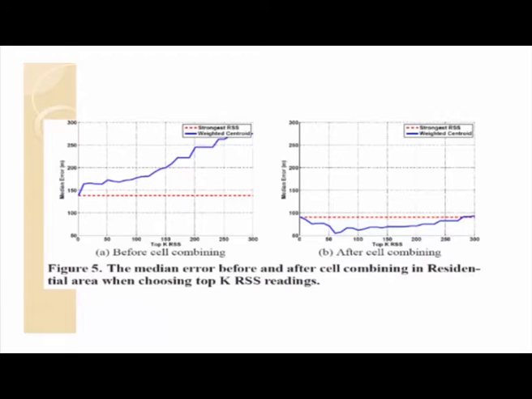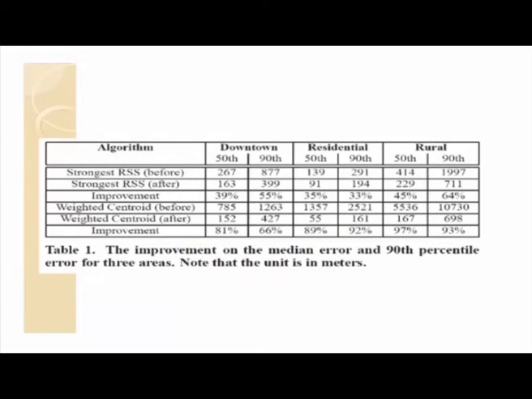After cells have been combined, the result is becoming best. So if we use the 50 combined cells, then you get very good RSS and the localization becomes very good. So now you see, okay.